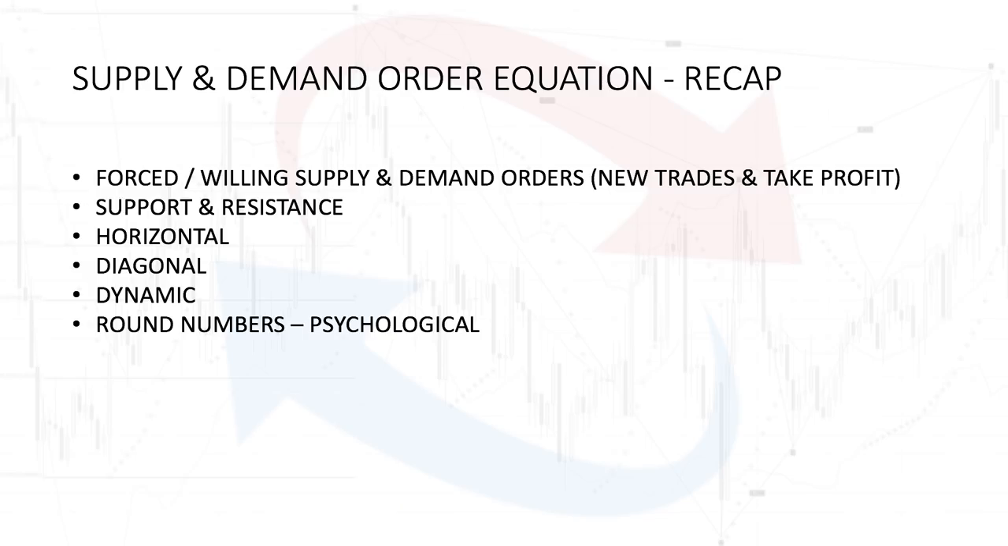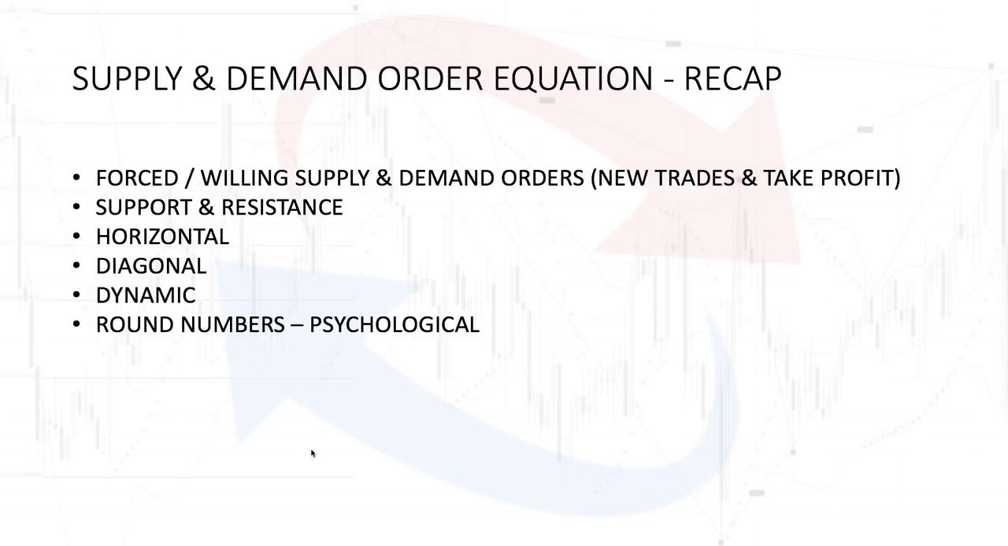So just to recap, what we were looking for is obviously supply and demand, or willing supply and demand, at areas of support and resistance. And the three categories of support and resistance are really horizontal, diagonal, dynamic. And the round number is really just a bonus one that we look towards when it comes to looking at an area where we're looking to trade. So don't get this confused.